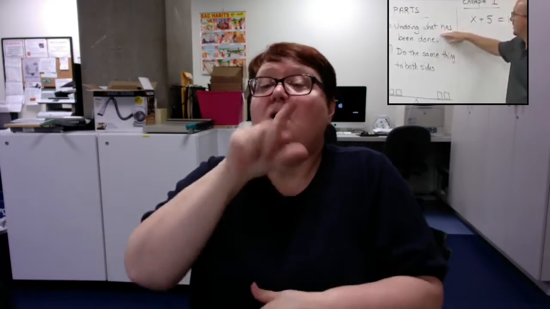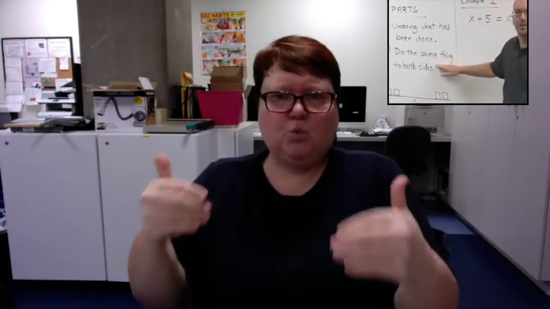So let's get started. Equation solving, no matter what type of equation, basically falls into 2 parts. Undoing what has been done to our variable, which is our letter representing the unknown we're trying to find, and doing the same thing to both sides of the equation.